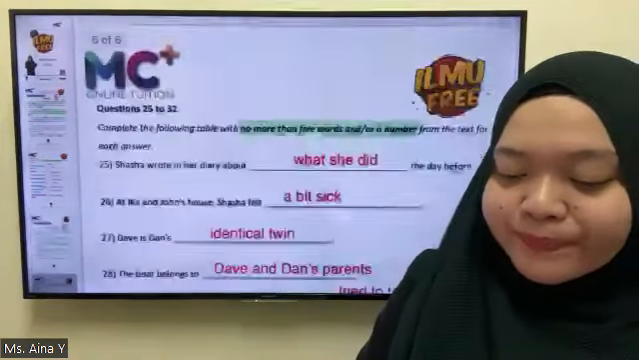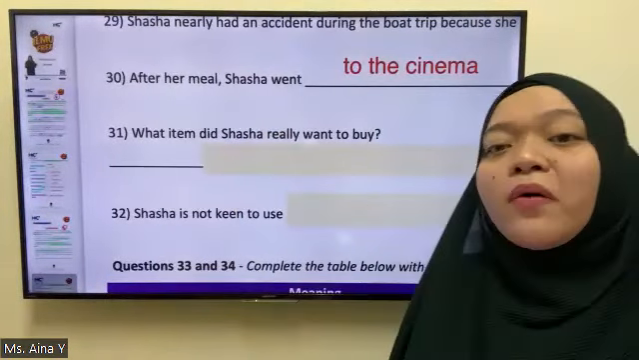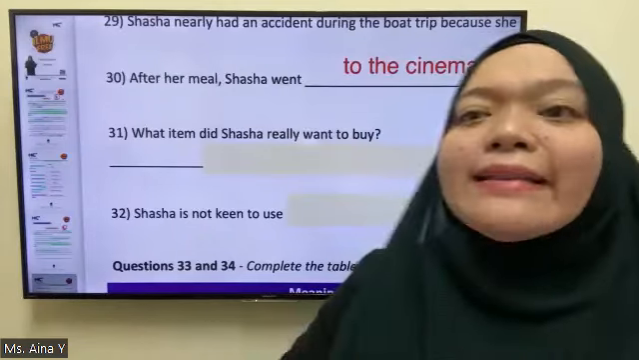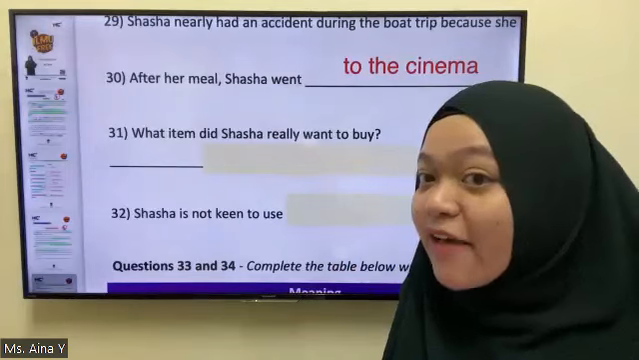All right. Next one. Number 31. What item did Shasha really want to buy? Apa item yang dia sebenarnya betul-betul nak beli? Be careful. Read the question carefully.